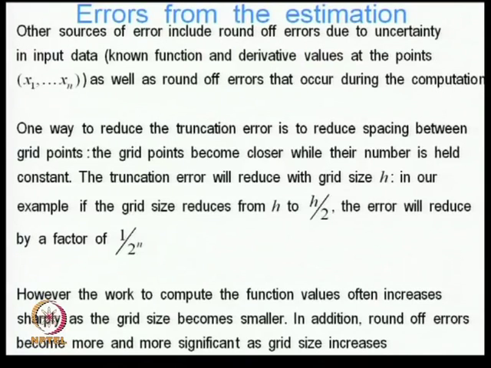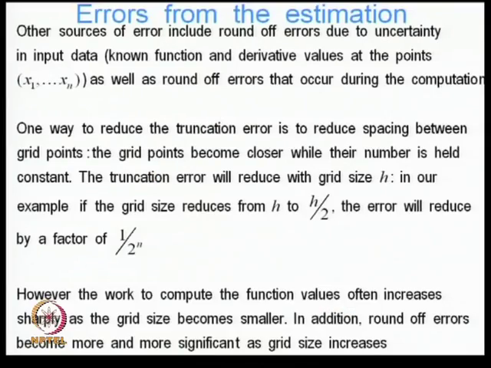So, if I reduce the grid size from h to h by 2, my error will be reduced by a factor of 1 by 2 to the power n. What I am saying is that I keep my number of known points the same, but the locations at which those function values are known become closer and closer. So my grid size becomes smaller and smaller. In that case, my error is going to go down by 1 by 2 to the power n.